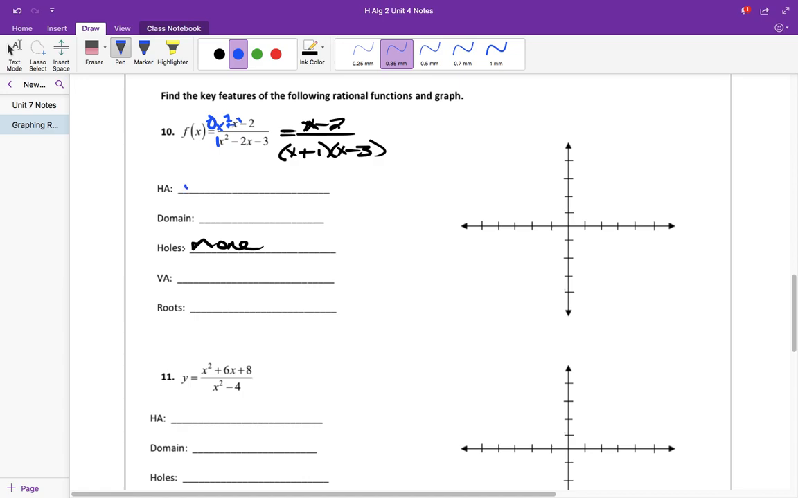You'd put 0 over 1. In other words, your horizontal asymptote is y equals 0. Or if you just remember that if the degree of the numerator is less than the degree of the denominator, that's y equals 0, that works too.